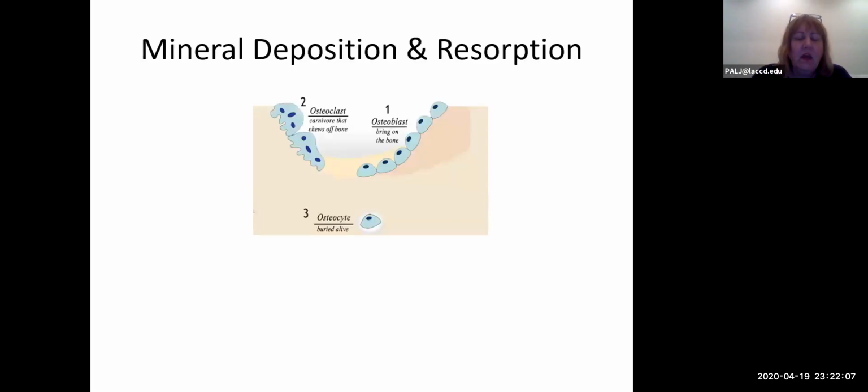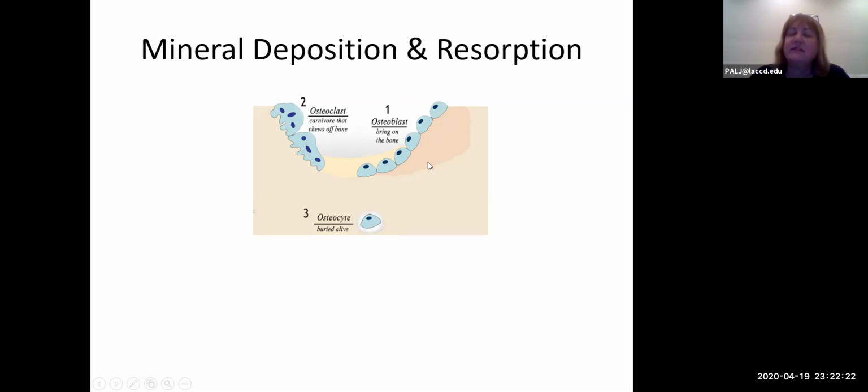Okay, now that we have learned all about ossification and bone elongation and bone remodeling, let's learn a little bit about what happens to calcium both in and out of the bone, as well as some other chemicals. So let's stop and think for a second what is actually happening in bone when we are depositing and resorbing minerals. So starting first with the osteoblasts.